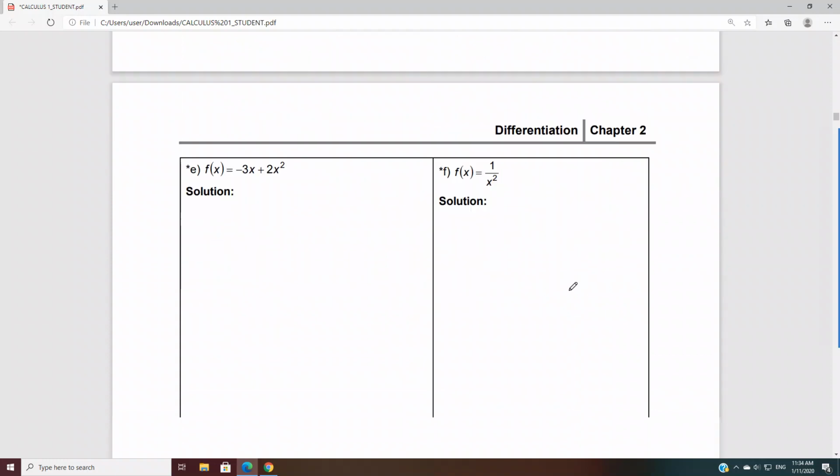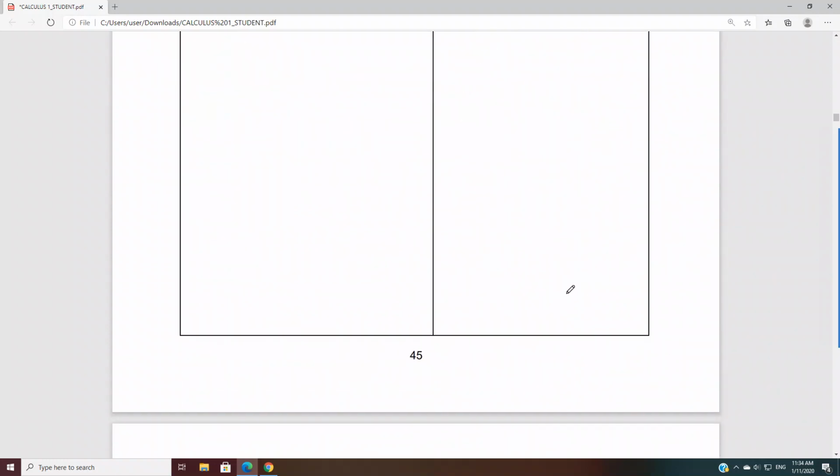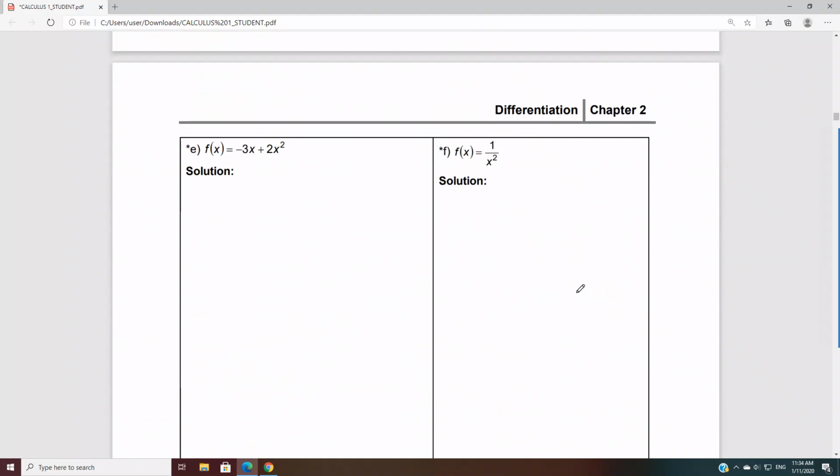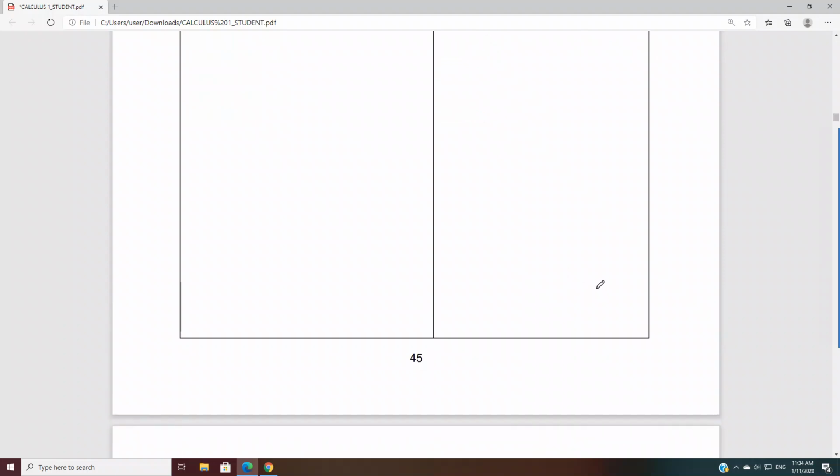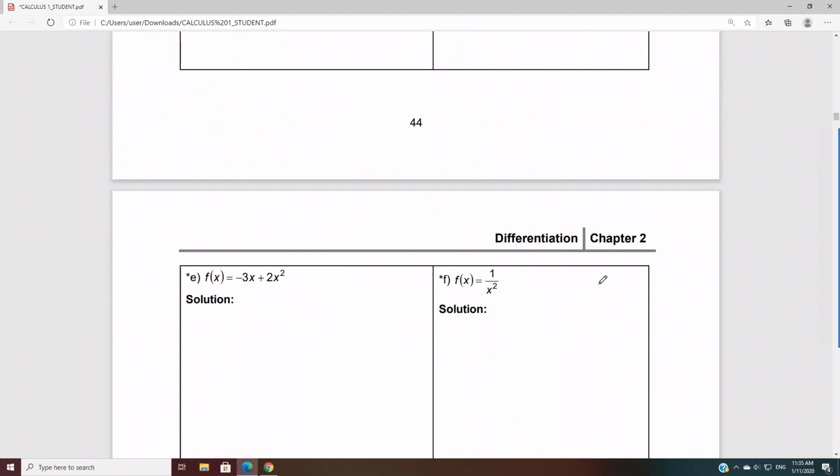Okay, so nanti you all proceed untuk yang E, F. E dengan F lah. So untuk E ni jawapan dia, kejap. Okay, so E dengan F tu jawapan dia. E jawapan dia negative 3 plus 4x. F negative 2 over x.